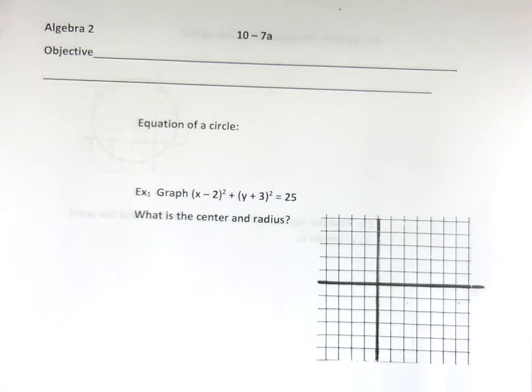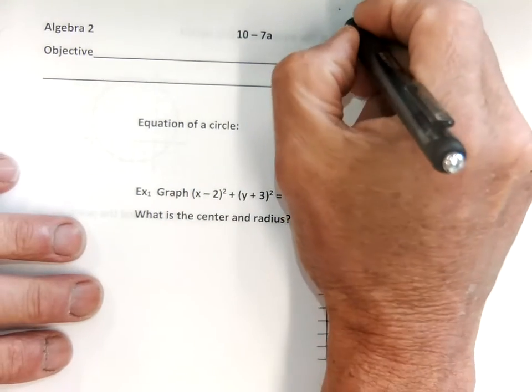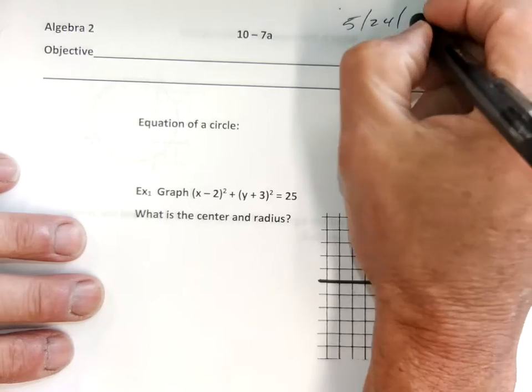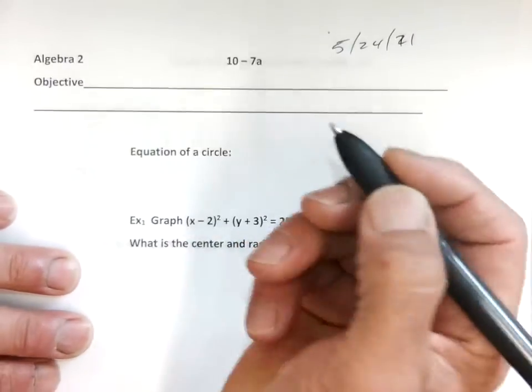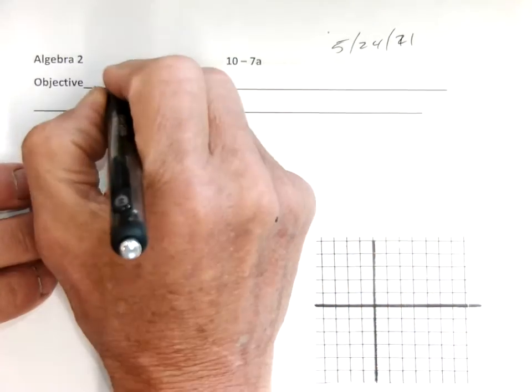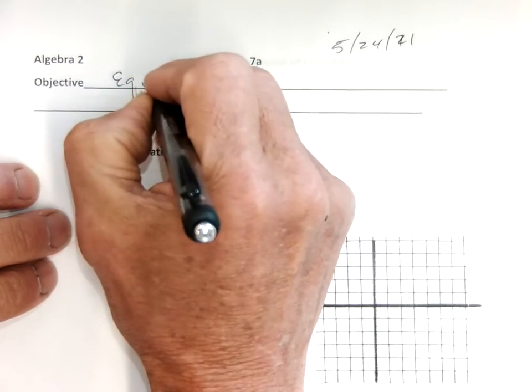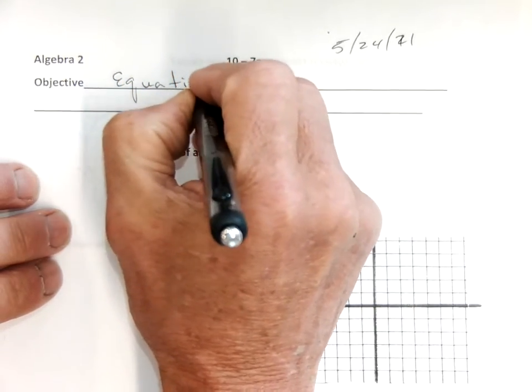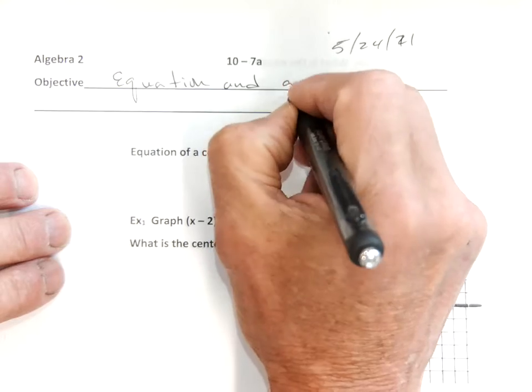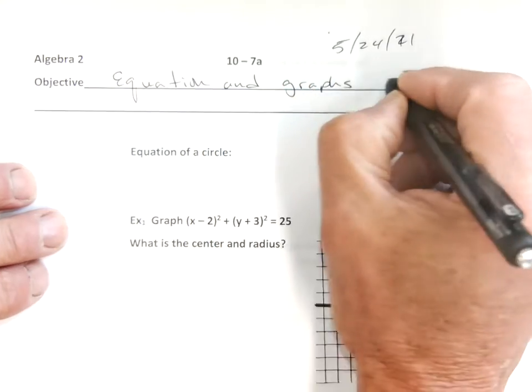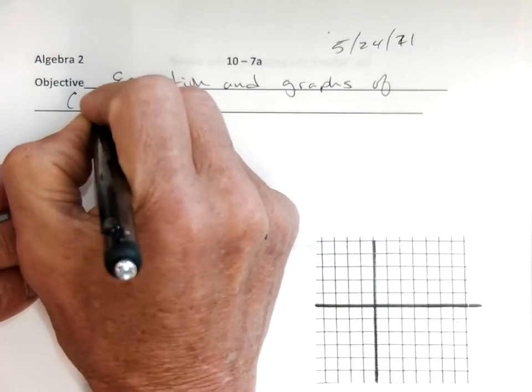Okay, circles. Today is, oh man, 5:24. We're getting close. 5:24:21. We're getting close to the end. So our objective really is equations and graphs of circles.